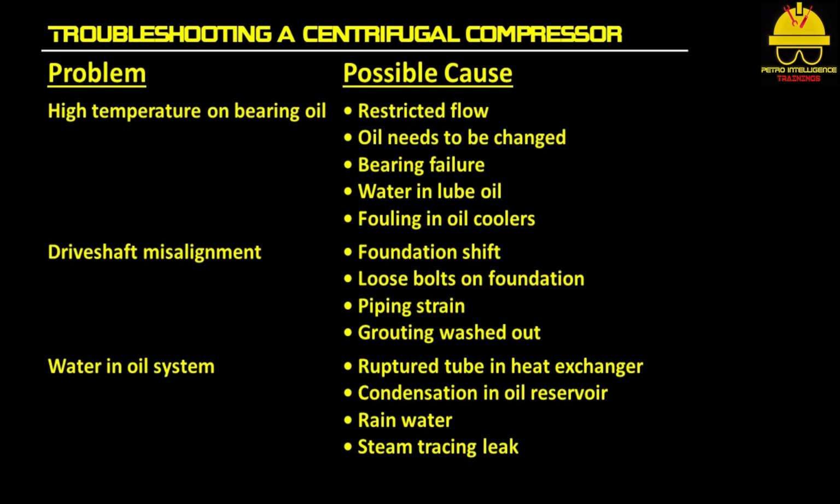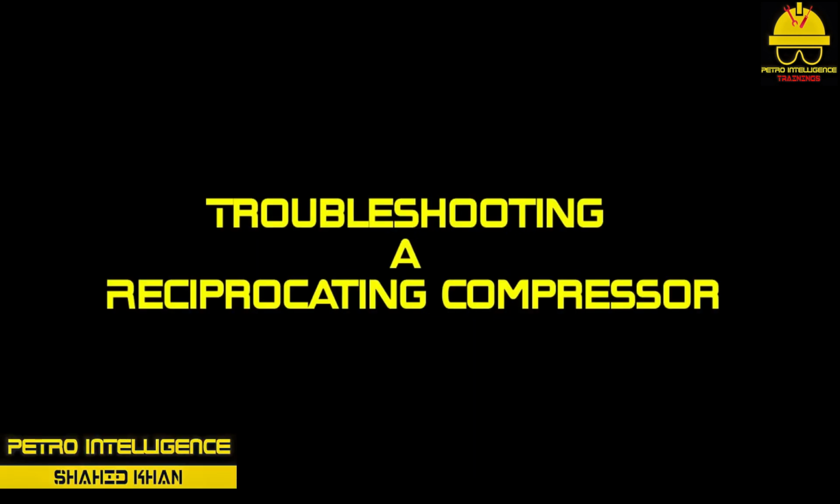If there is dry shaft misalignment, there might be foundation shift, loose bolts on foundation, piping strain, or grouting washed out. If there is water in oil system, there might be ruptured tube in heat exchanger, condensation in oil reservoir, rainwater, or steam tracing leak.